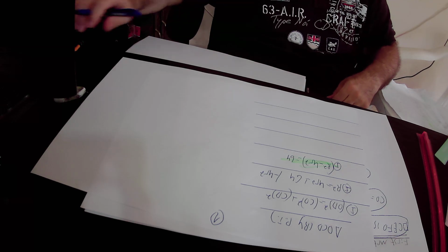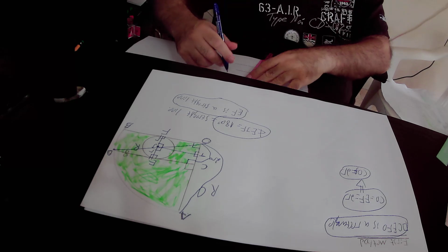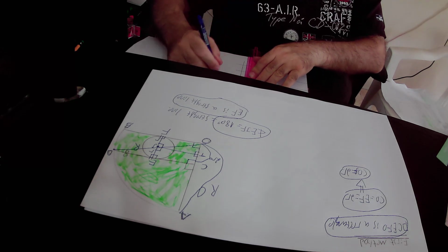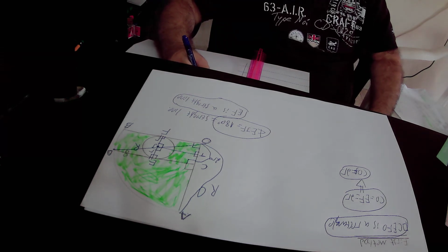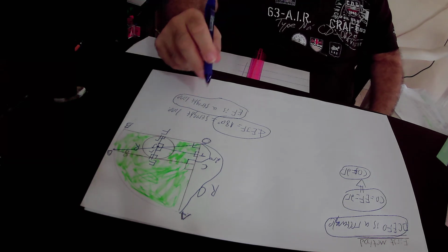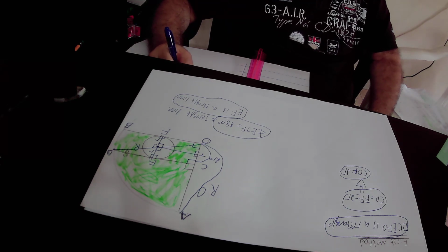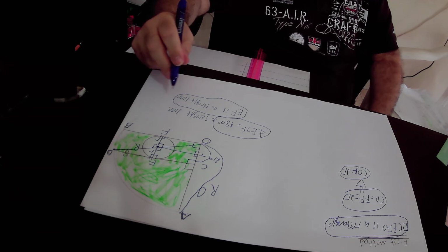But what is actually the area of the green shape? From the drawing, it is very easy to see that the area of the green shape equals the area of the quarter circle minus the area of the small circle.